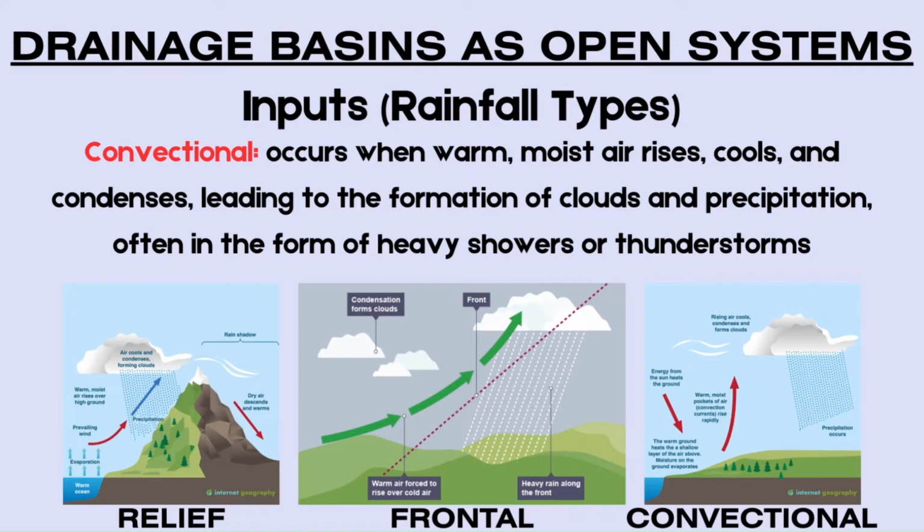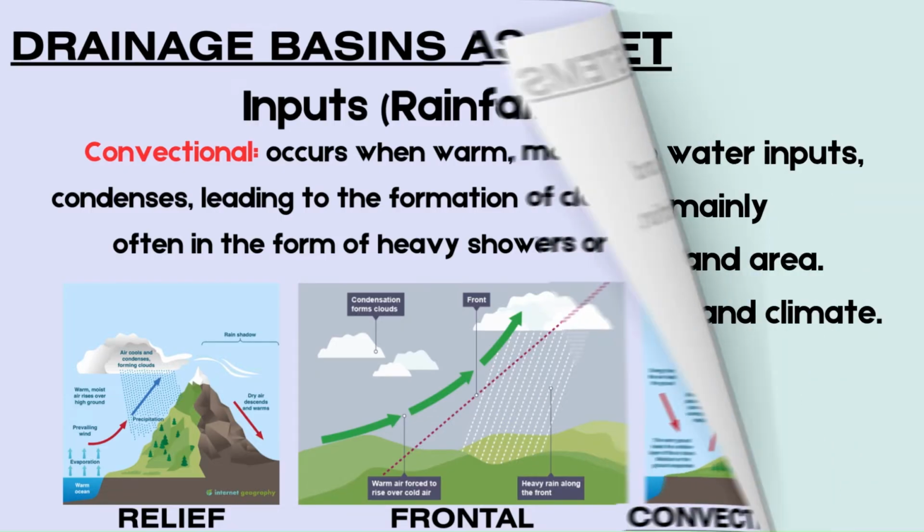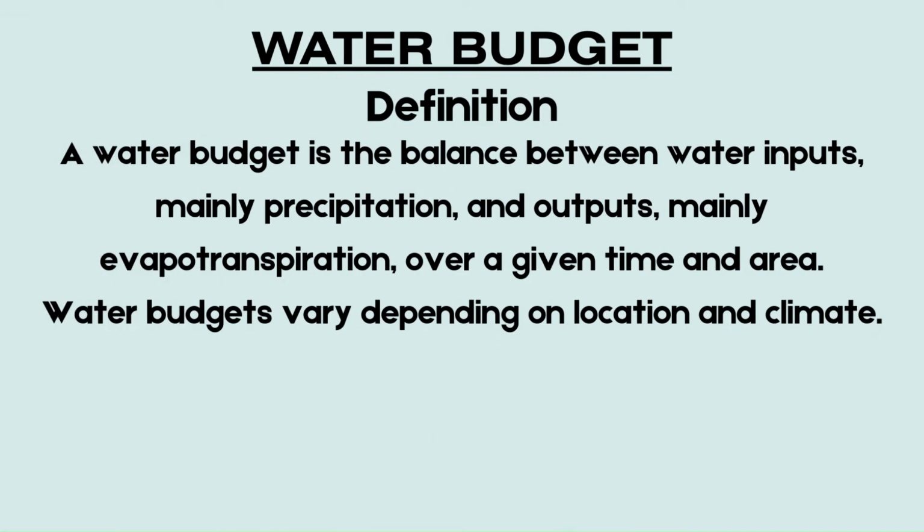Convectional rainfall occurs when warm, moist air rises, cools, and condenses, leading to the formation of clouds and precipitation, often in the form of heavy showers or thunderstorms. Moving on to water budgets, a water budget is the balance between inputs and outputs in a given area. This balance determines how much water is available for use, especially in agriculture, industry, and daily living.